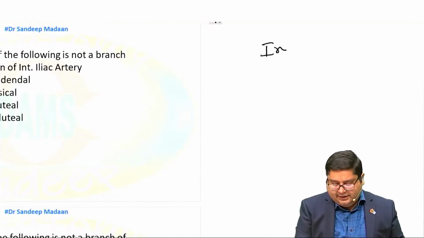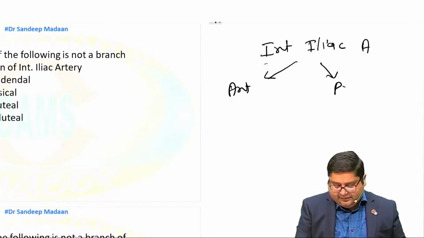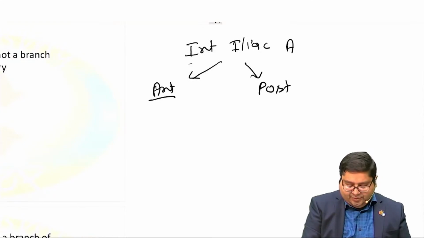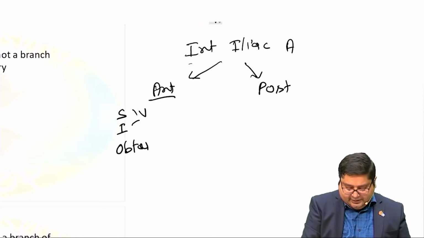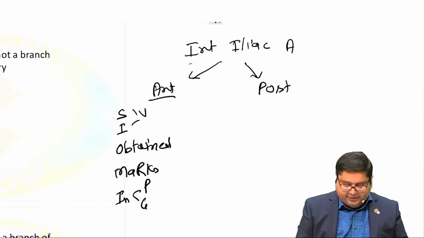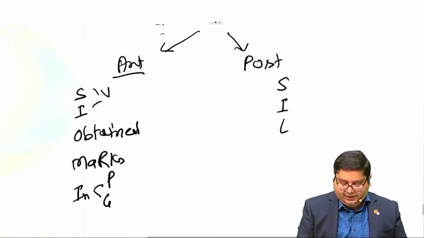Internal iliac artery, okay, it has two divisions, that is anterior and posterior. From the anterior and posterior, we need to know the branch names. From the anterior, beta, we have the mnemonic: Shiv obtained marks in PG. And from posterior, as you all are saying, Sil is the branch. Very good. Good to see that you remember everything.